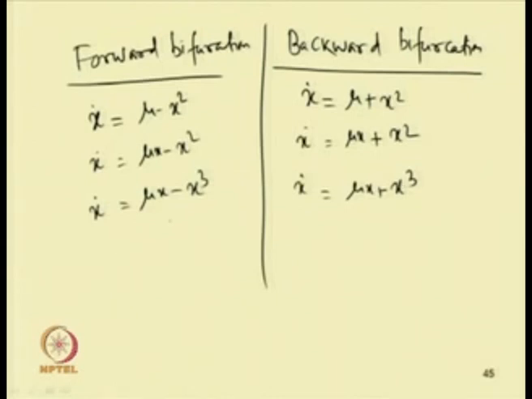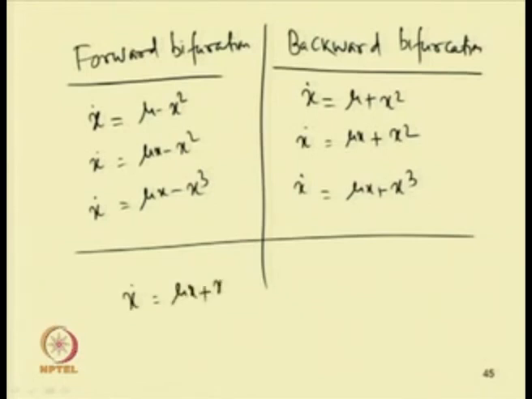Also, you just plot this case. Already we know that these are different generic cases for saddle node, pitchfork, and transcritical bifurcations. Also, you just plot this case, that is x dot equal to mu x plus x cube minus x to the power 5, and x dot equal to mu x plus x to the power 5.